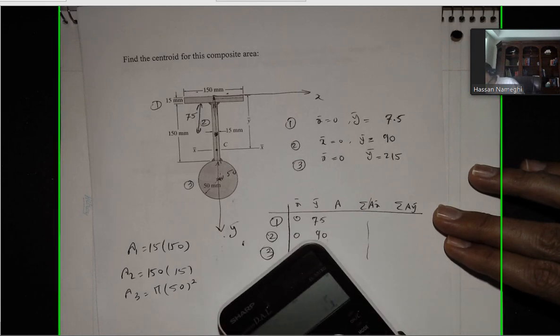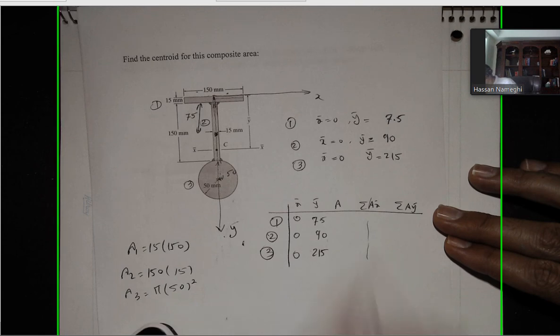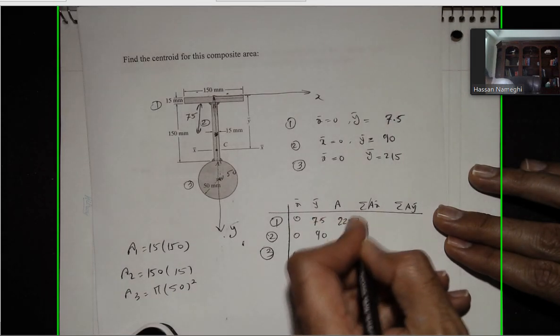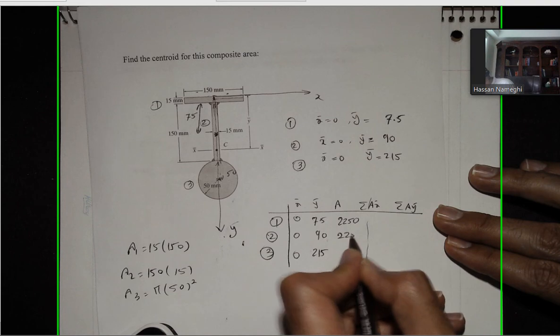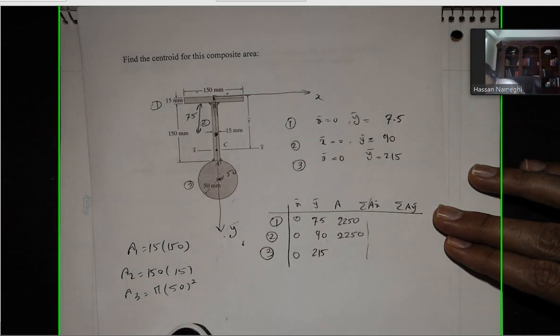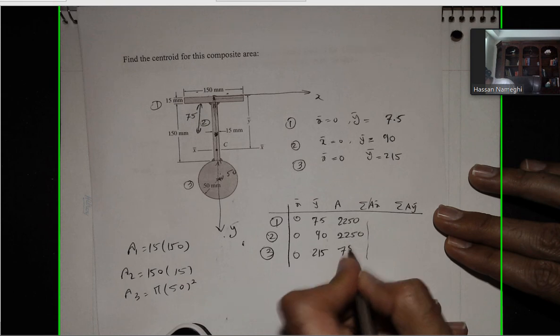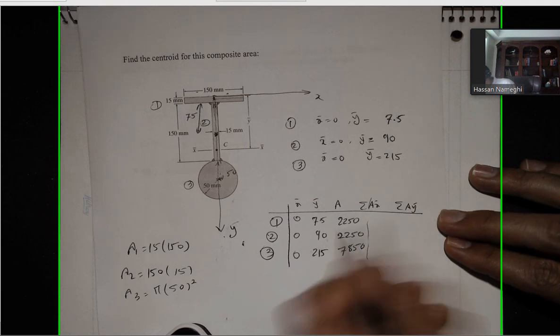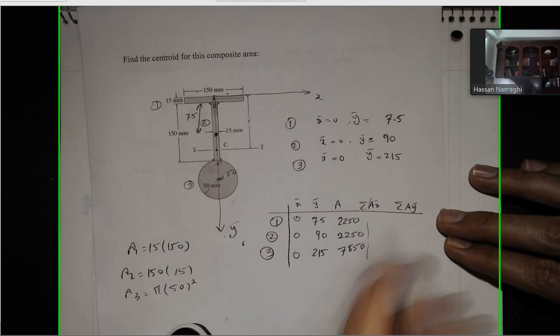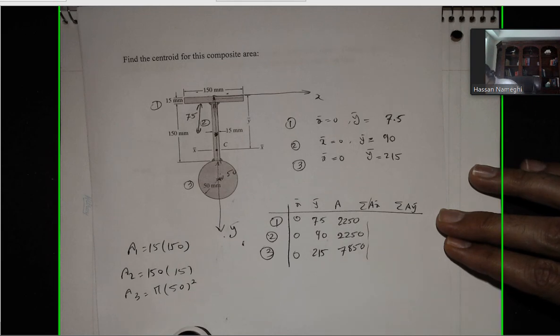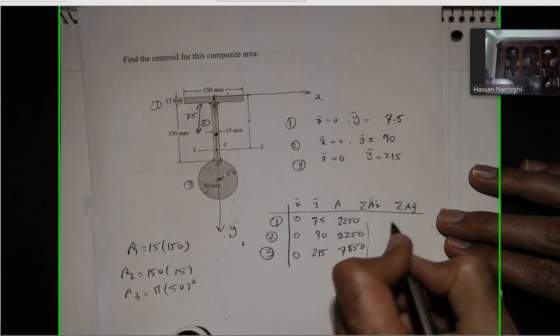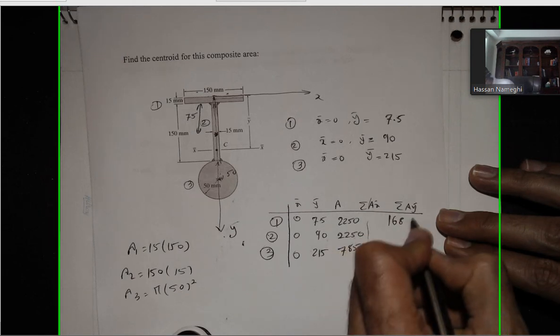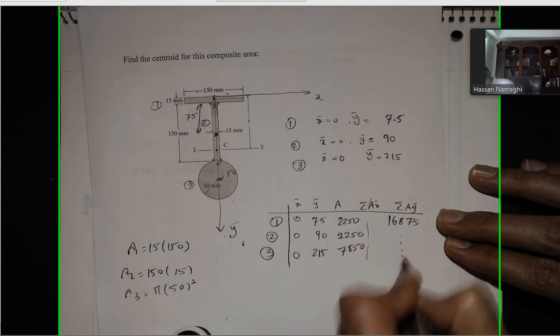If I do one of those, I'm going to get 2250. And then the next one is 2250 as well. The third one, pi times 50 to the power of 2, is 7850. So it will be simple, right? You just multiply this by that, put it in here. I'm going to just do the first one. 7.5 times 2250 is 16875, and then you can continue for the rest of them.